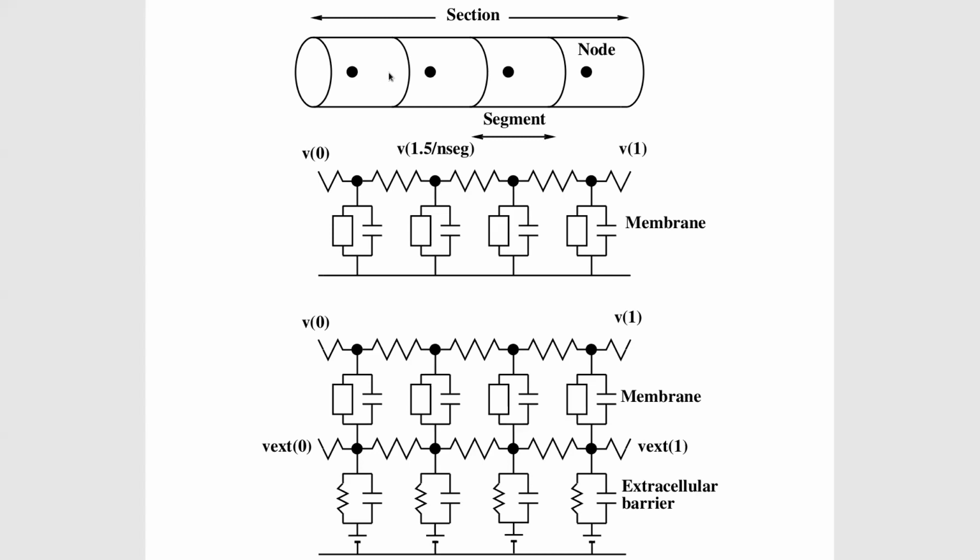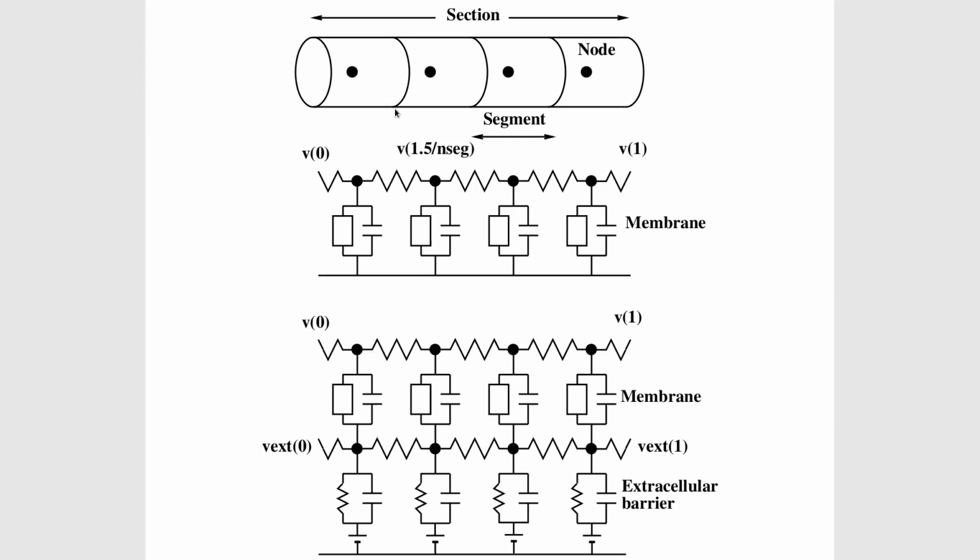But in any case, this cartoon is meant to suggest the nodes at the middle of the segments. And if you look at the axial resistors in the schematic diagram just beneath the cartoon, you'll see that between adjacent nodes there is a resistor. And to the left of the leftmost node and to the right of the rightmost node, you'll see half of a resistor. So that's what you would expect.